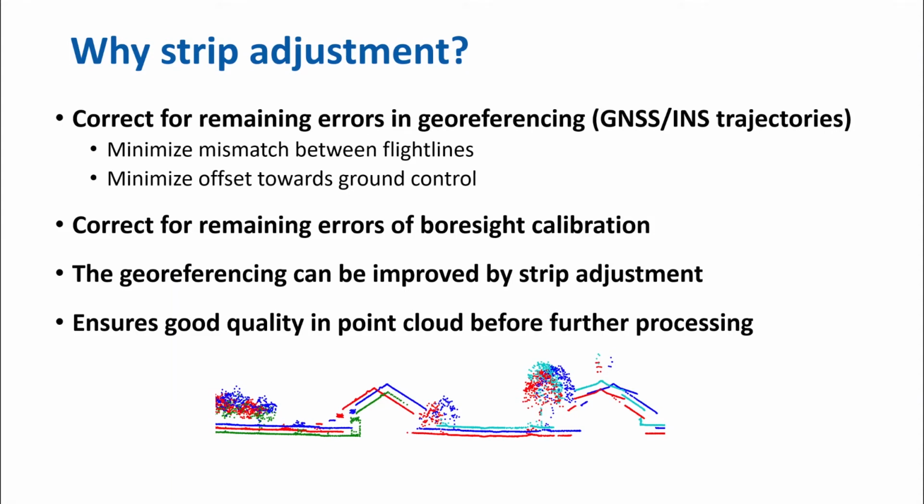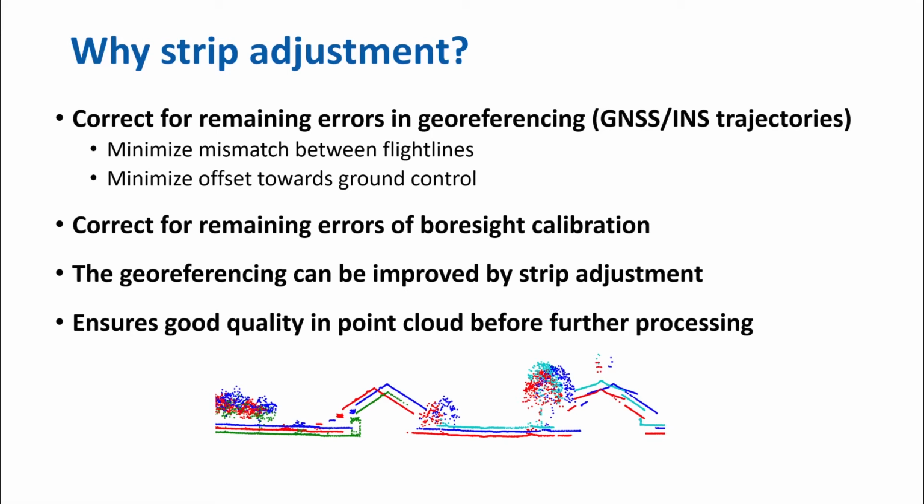There might also be some remaining errors from bore sight calibration of the system, so you do it to correct for remaining errors of bore sight. You also know that georeferencing will be improved by strip adjustment, and you want to ensure good quality before you do further processing.